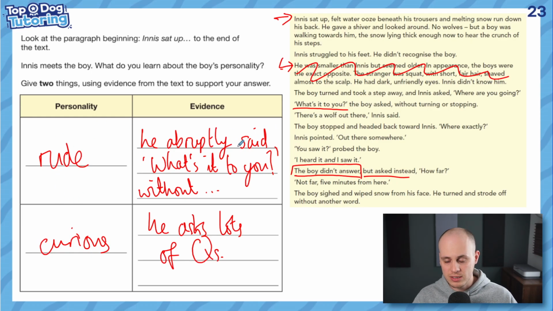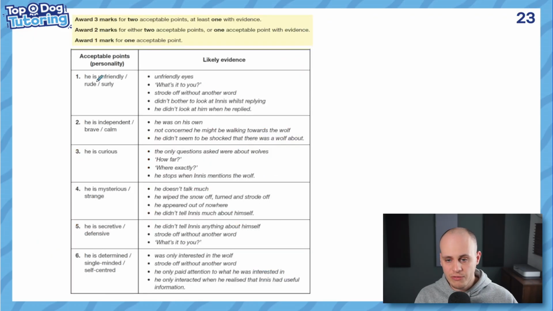So let's have a quick look at the mark scheme. What could we have got? So he's unfriendly and rude. That's what we got, and there was lots of different bits of evidence there. They actually gave the mark for unfriendly eyes, and I think that's dangerous. I think the unfriendly eyes is just a description of what he looks like. But there we go. The mark scheme is more forgiving than you think it is. Always go for the best possible answer, but it's more forgiving than you think.